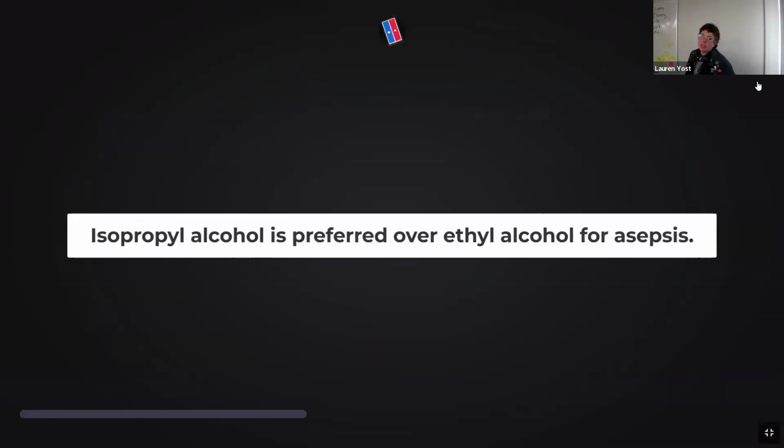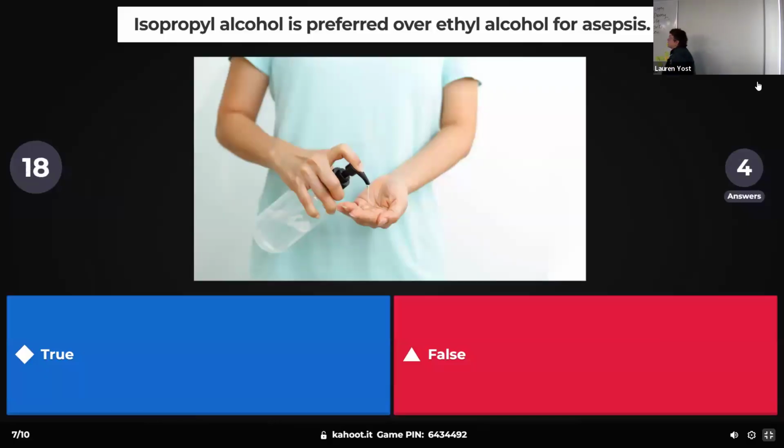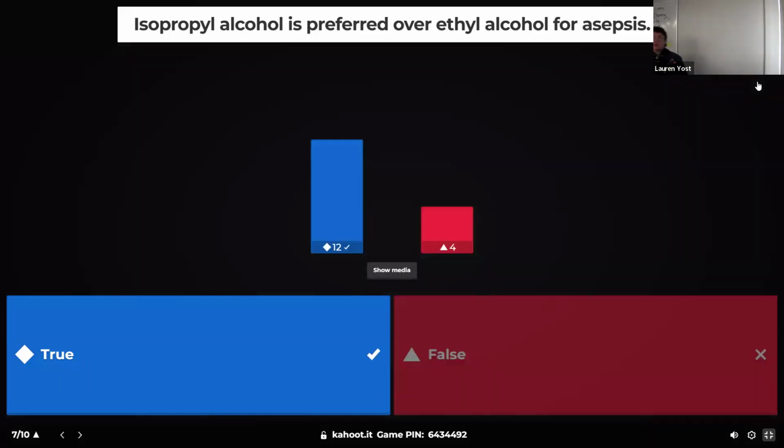Isopropyl alcohol is preferred over ethyl alcohol for asepsis, antisepsis. True or false? This is talking about the effectiveness of the antisepsis. All right, so this is true. Isopropyl alcohol works better and it's cheaper. Ethyl alcohol doesn't work as well, but remember, ethyl alcohol won't break down your skin barrier as quickly.